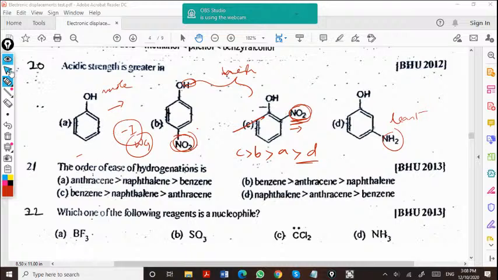Okay, next, ease of hydrogenation. As the resonance energy decreases, as the stability of the ring system decreases, hydrogenation becomes easier. So the ease of hydrogenation will be inversely proportional to the stability. Benzene has the most resonance energy, meaning it is the most stable when compared to naphthalene and anthracene. As the ring number increases, stability decreases. So anthracene is readily hydrogenated when compared to naphthalene and benzene. Option A is correct.